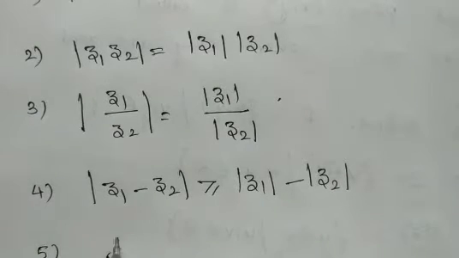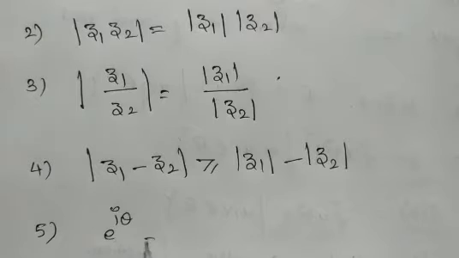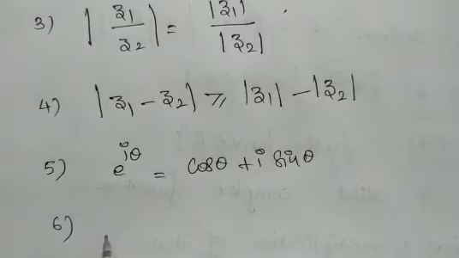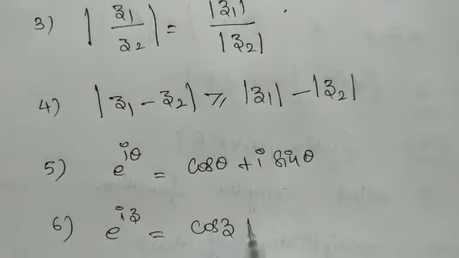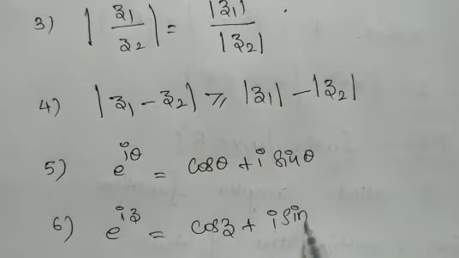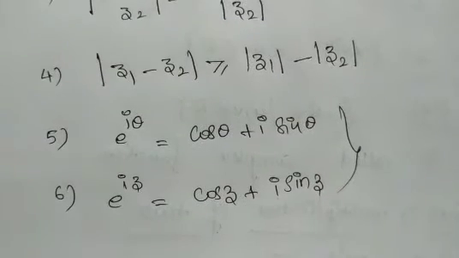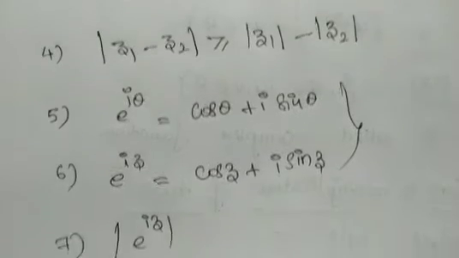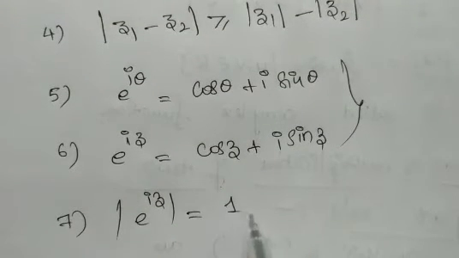Next one, e power i theta. So e power i theta can be written as cos theta plus i sin theta. Next one, e power iz. So this can be written as cos z plus i sin z. Next property, that is modulus of e power iz equal to 1.